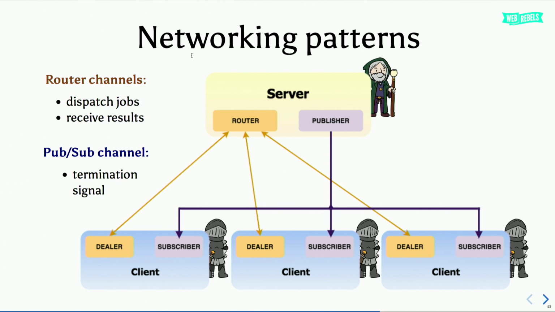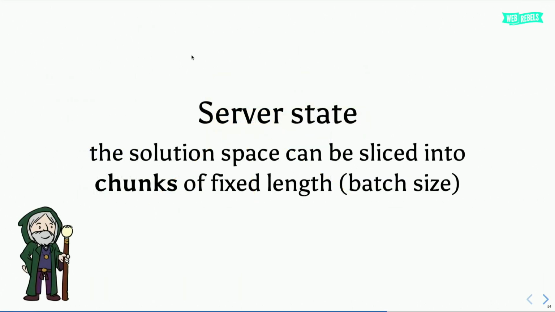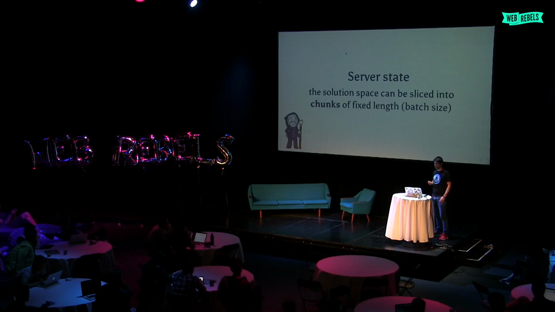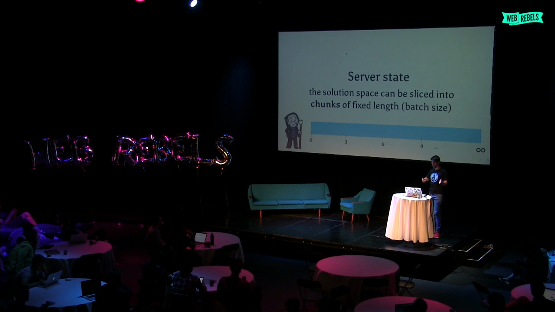And then, of course, if some of these clients says, OK, I found the secret, then there is a signal of termination that is just broadcasted using the pub/sub pattern to all the clients. So how can we represent the server state? So we know the server is the one that knows what's the current status of processing all these possible strings. Well, the first thing that we can think of is that this solution space is kind of ordered once we establish this relationship between numbers and strings. So we can divide that into chunks.